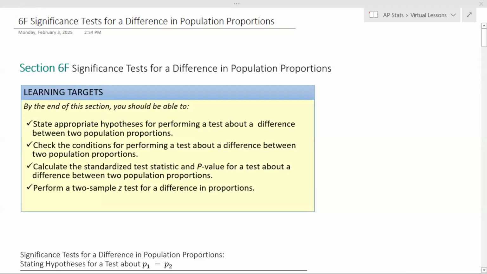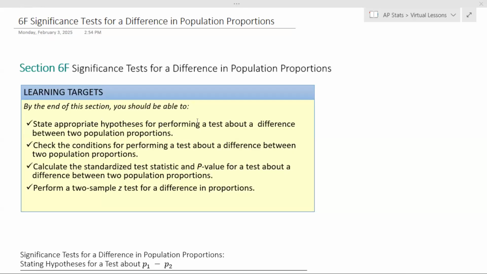All right, guys, Mr. Antonucci here, and in this video, we are going to cover Section 6F, significance tests for a difference in population proportions, and we're going to cover the first learning target, and then in subsequent videos, we're going to look at the other targets.